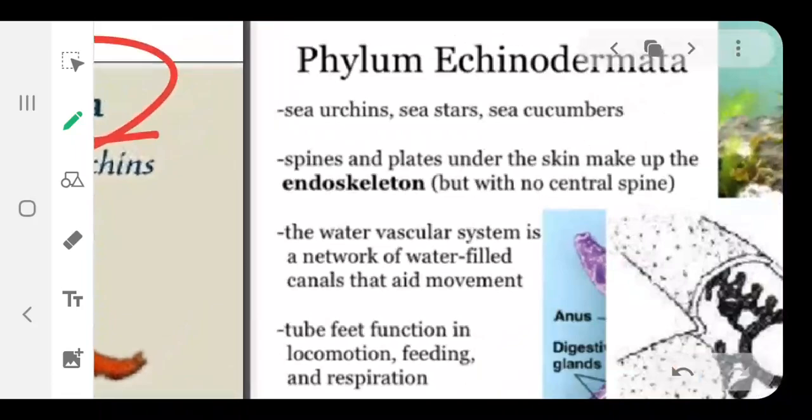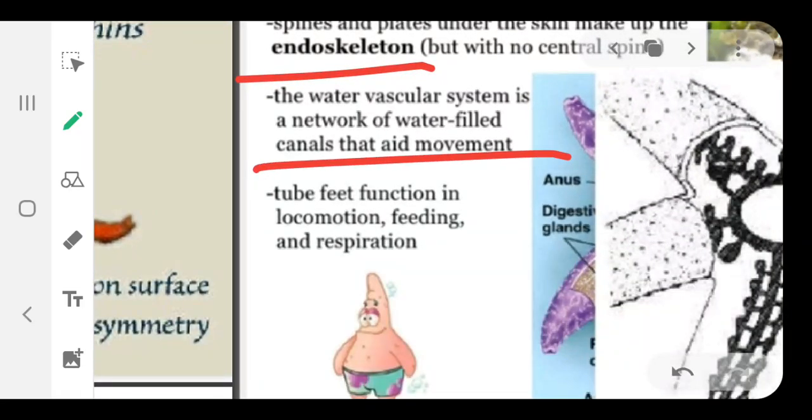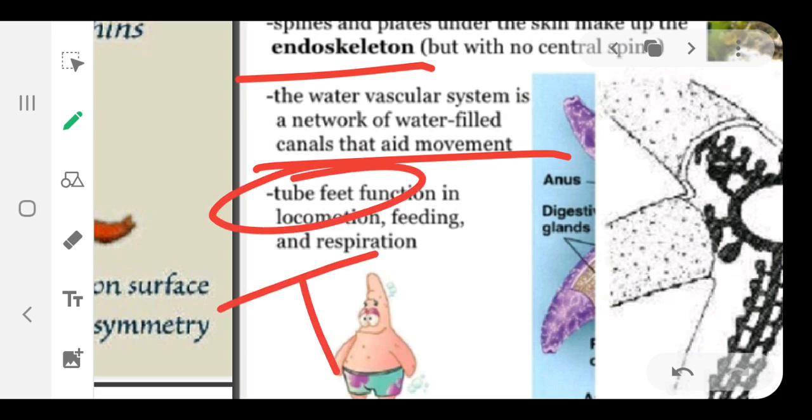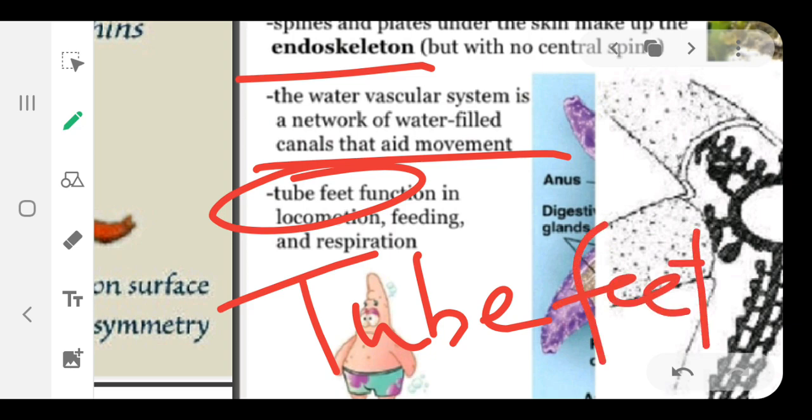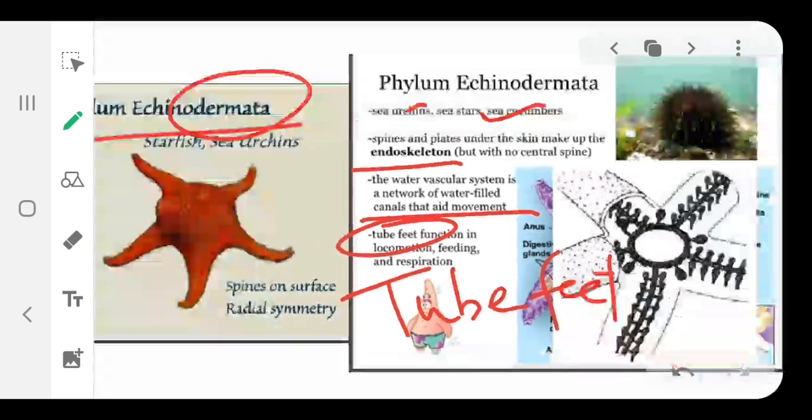So you can see some of the features. Sea urchins and sea cucumbers come under this category, and I have told you they have spines on the skin. And underline this word, the endoskeleton, which makes up the skeleton of this animal. The water vascular system is there, which brings in the water and then takes things off. Then, underline the words, tube feet. They have something called tube feet for their locomotion, feeding and respiration. So basically all the functions are performed by that, more or less.